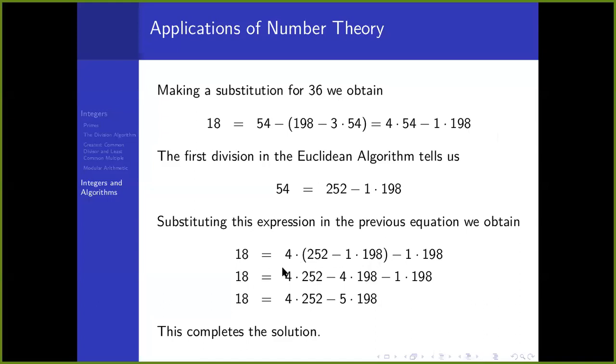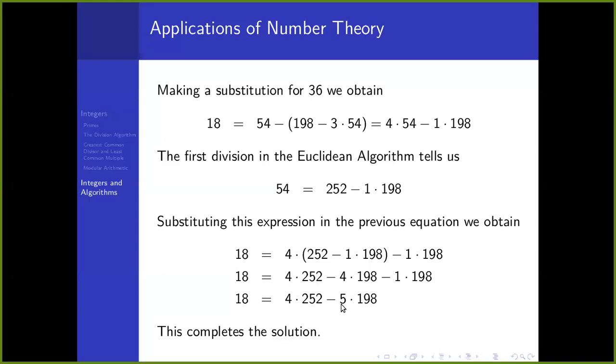So I rearrange this so that there are 4 252s. Then if you open up the brackets, this will be minus 4 times 198 minus 1 times 198. So this can be eventually written as 4 times 252 minus 5 times 198. And this completes the solution. Now, this solution is not unique. There are many other integers other than 4 and negative 5 that will work.